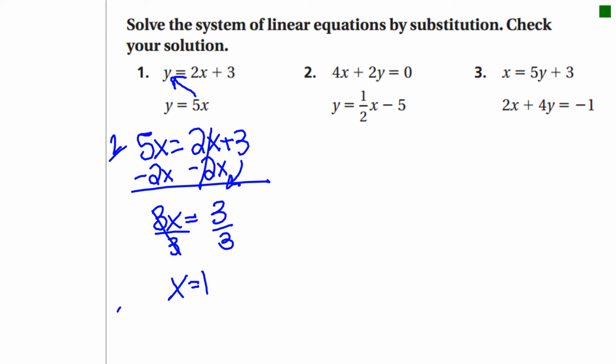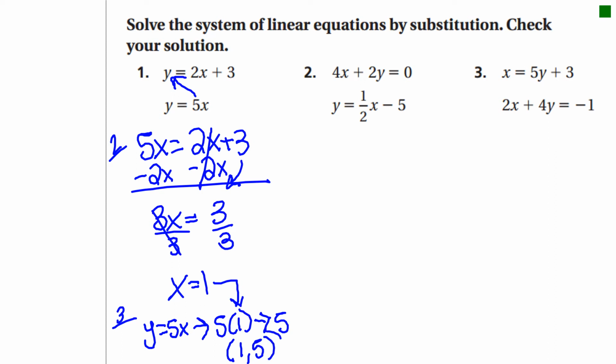Step 3, plug in x to the equation you substituted in to solve for y. So I'm going to plug it into y equals 5x because it's easier. That means I'm doing 5 times 1. I'm grabbing 1 from here. I figured out x was 1. And 5 times 1 is 5. So the solution, the point of intersection is x is 1, y is 5. Here's your answer. We're done.